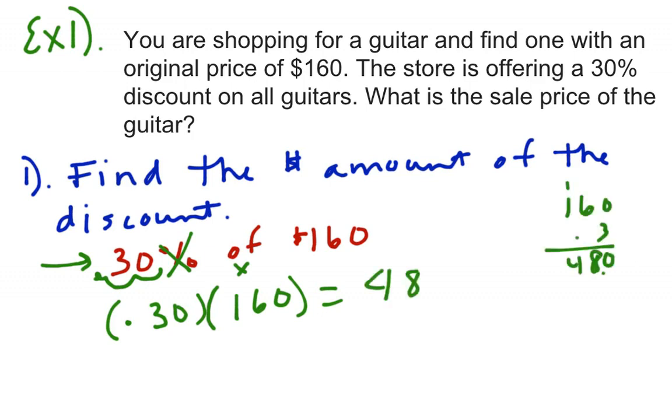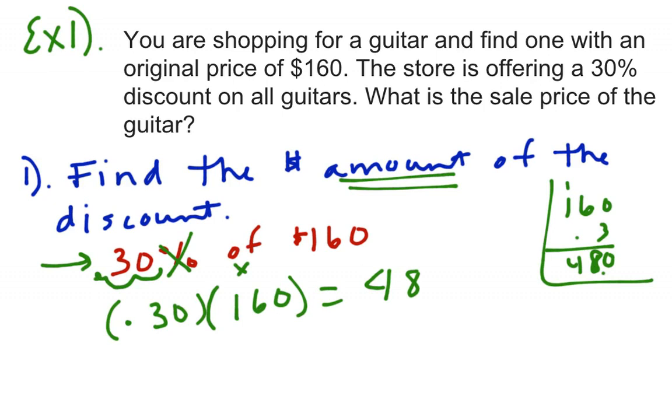So there's my side work. It's hard to read, but this isn't about my side work. Just so that you see what I did, I multiplied and I got $48. So that is the dollar amount of the discount. Now I have another step. $48 is not what I'm going to pay for the guitar.